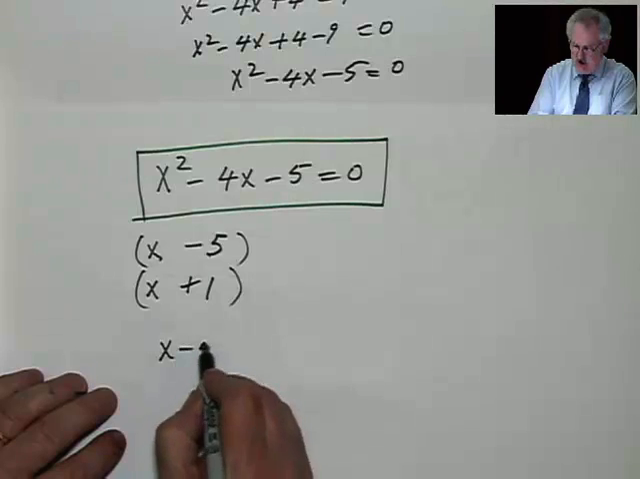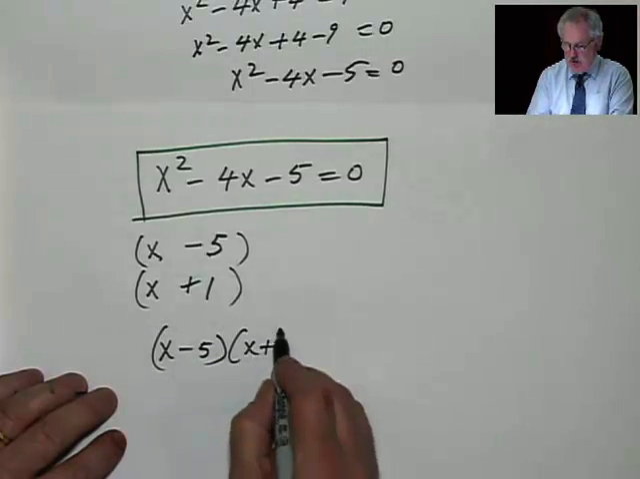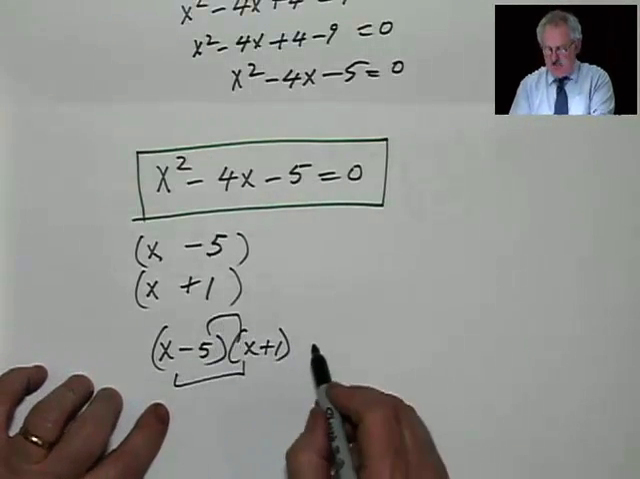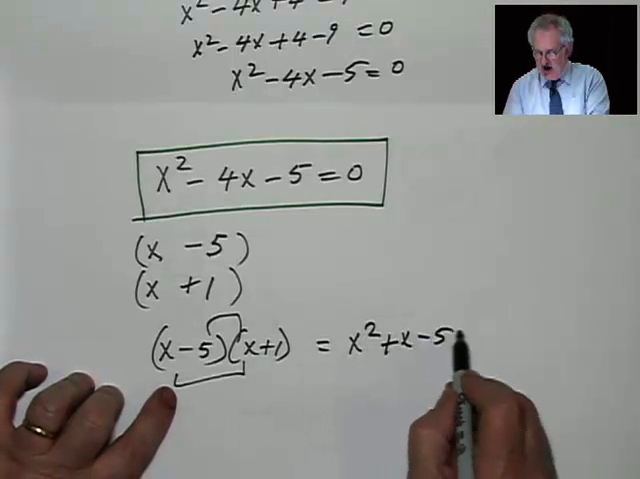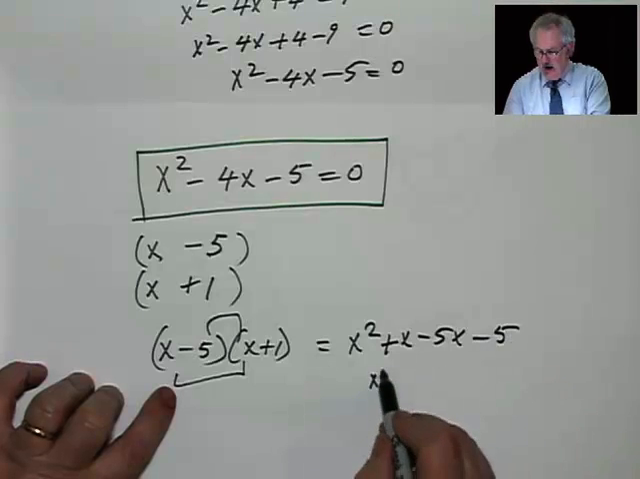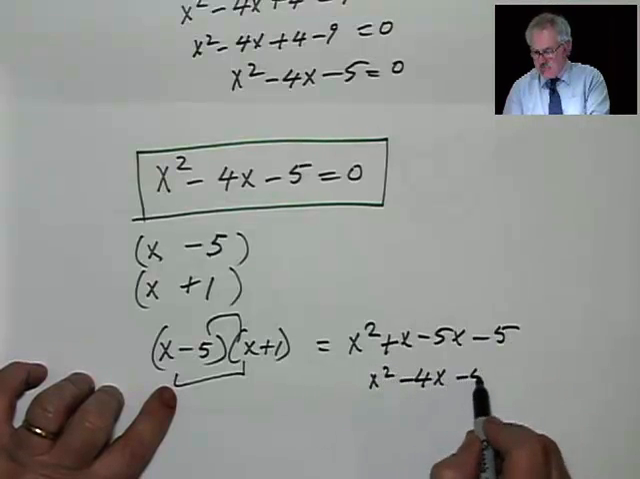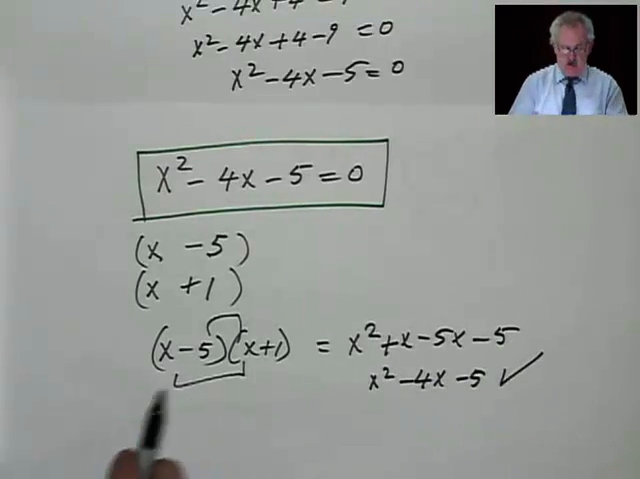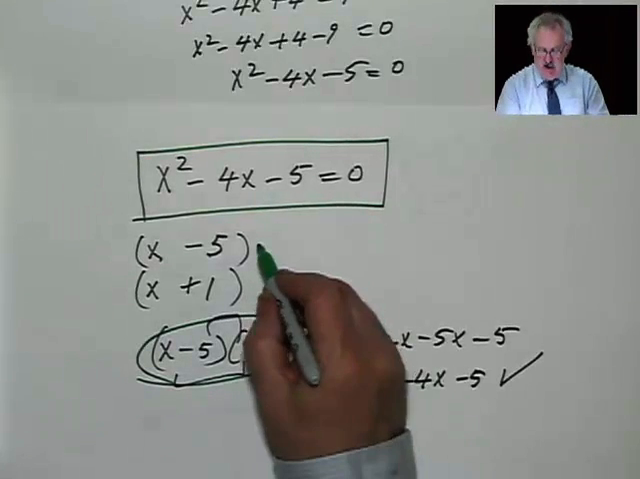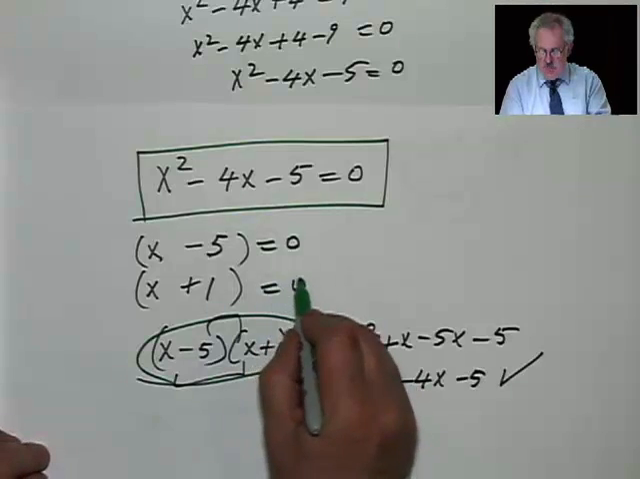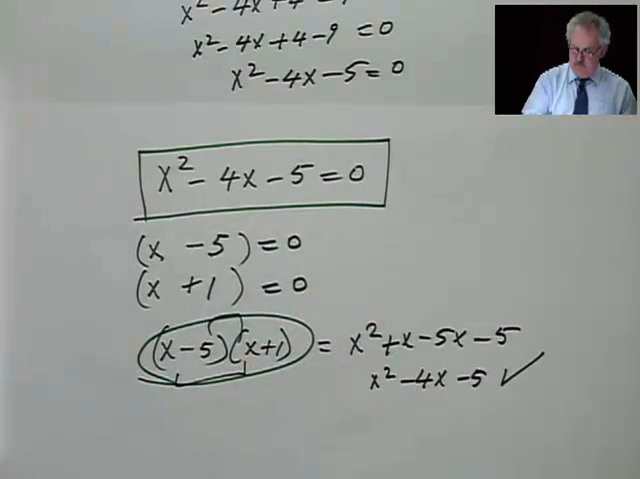So x minus 5 times x plus 1. If I do the FOIL method on that, I should get x squared plus x minus 5x minus 5, x squared minus 4x minus 5. Well, that tells me that those factors are right. That either x minus 5 is 0 or x plus 1 is 0.